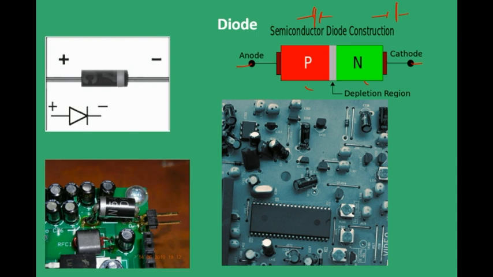For now, you note that this is the symbol of a diode. The arrow or the triangle points from P to N, P type to N type, and this is how it looks physically. This is how they look when placed inside a circuit. And observe that here there is a diode, here there is a diode, and there may be some other diodes also which I'm not able to see.